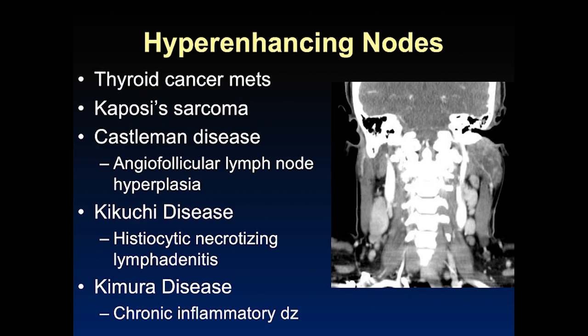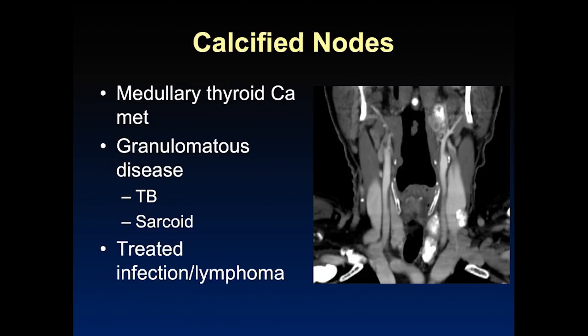And then a whole host of other diseases that are rarer, including Castleman's disease, which is also known as angiofollicular lymph node hyperplasia. And that's what's being shown here. You have these homogeneously enhancing, hyperenhancing lymph nodes. Other even rarer considerations include Kikuchi's disease, which is histiocytic necrotizing lymphadenitis, and there you're going to usually see necrotic lymph nodes, and Kimura's disease, which is a benign chronic inflammatory disease, and there you're going to see more uniformly hyperenhancing nodes, typically involving the parotids.